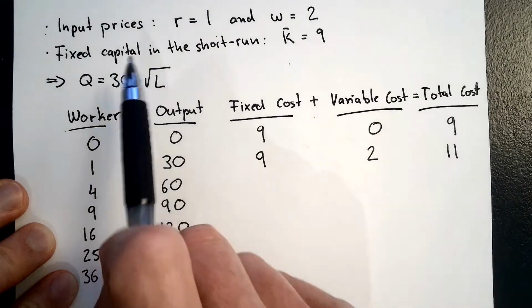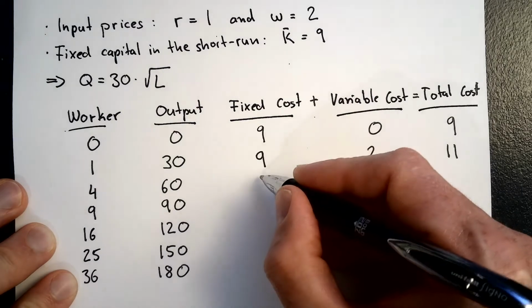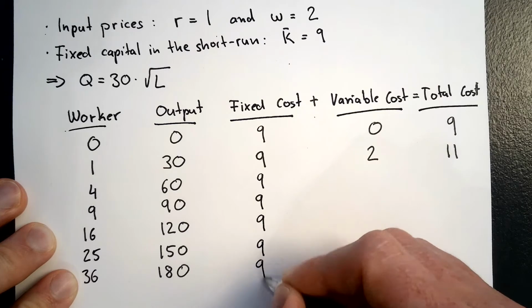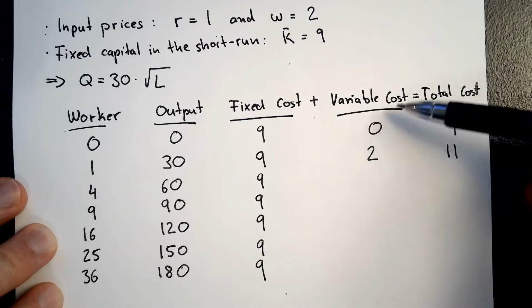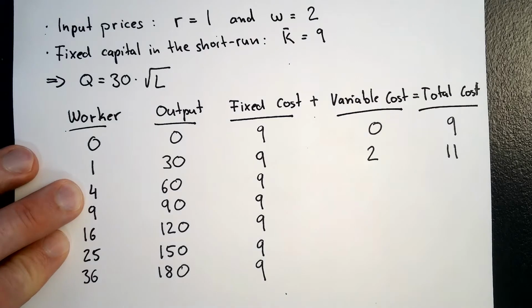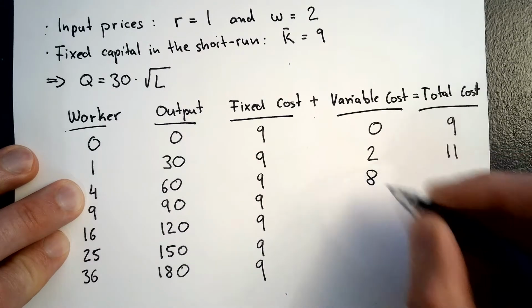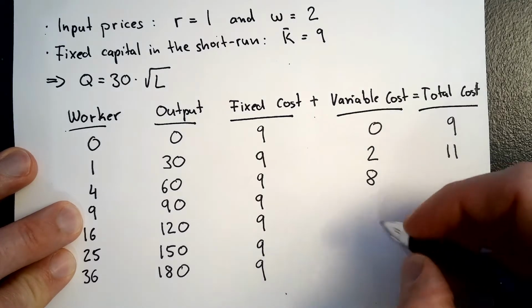Now note that since we are in the short run, the units of capital we employ do not change, and hence the fixed cost does not change. So this is always going to be 9. However, because we are now employing more workers, this has an effect on the variable cost. If we are employing 4 workers and each of them costs $2, the variable cost here is 8. If we are employing 9 workers, the variable cost is 18.